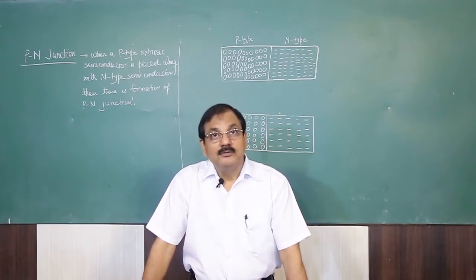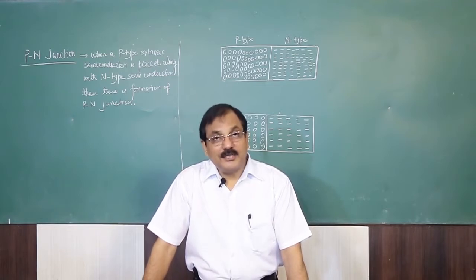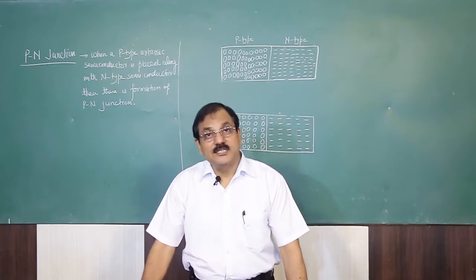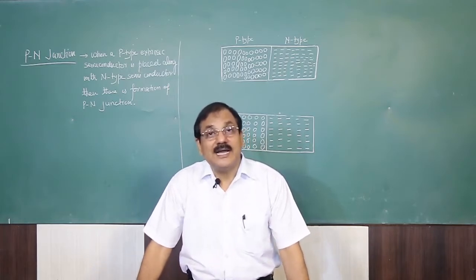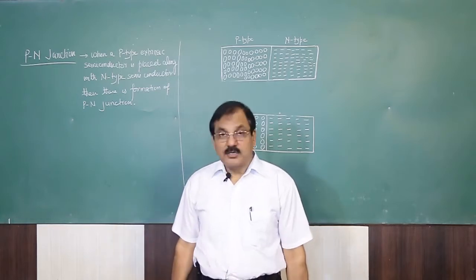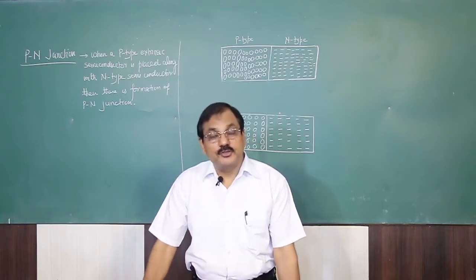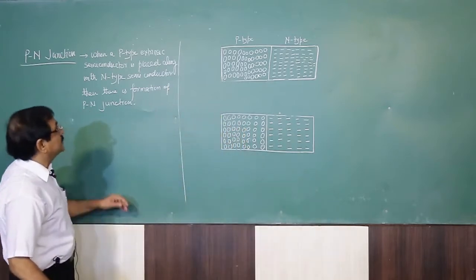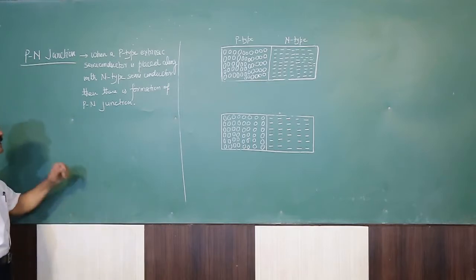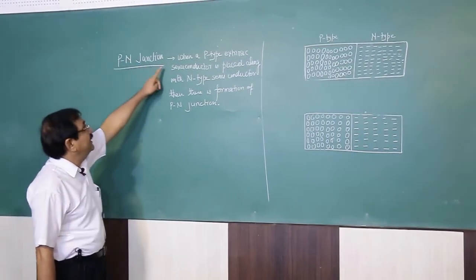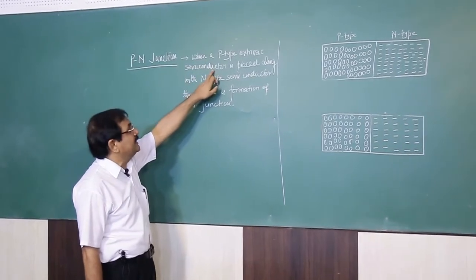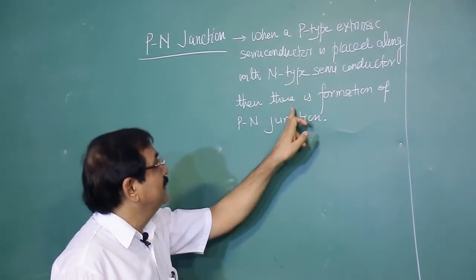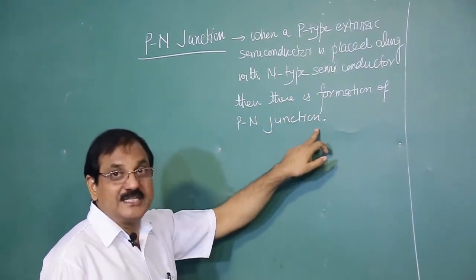After the project hands-on training, it is now clear what a p-n junction is. Before that, it was not clear to me either. Now, from the teaching and tutorial point of view, the definition of a p-n junction is: when a p-type extrinsic semiconductor is placed along with an n-type semiconductor, then a p-n junction is formed.